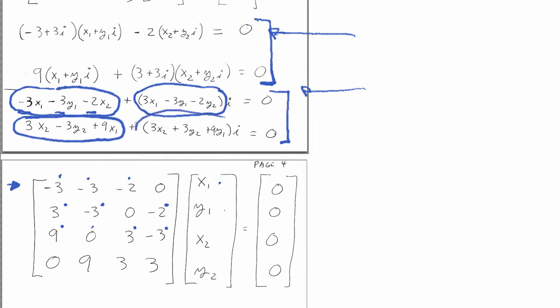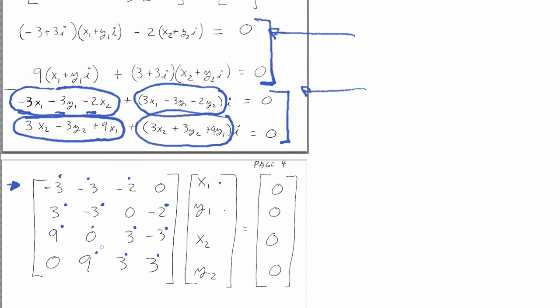And then finally here, what do we have? 3x2, so that's this 3, 3y2, that's this one, and plus 9y1 is this one. Okay, so we get this system of four equations in four unknowns that we have to try to find a non-trivial solution to, and this can be done.